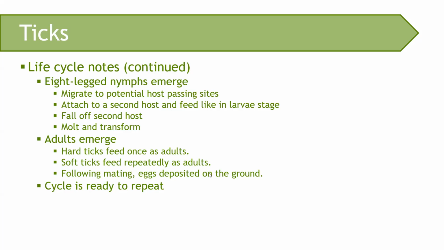The nymph attaches to a second host and feeds like the larval stage. It falls off the second host, molts, and transforms, and then the adult emerges. The hard tick feeds once as an adult. The soft tick feeds repeatedly as an adult. Remember: hard, only once; soft, many times, repeated. And then mating occurs, the eggs are deposited on the ground, and the cycle repeats itself.